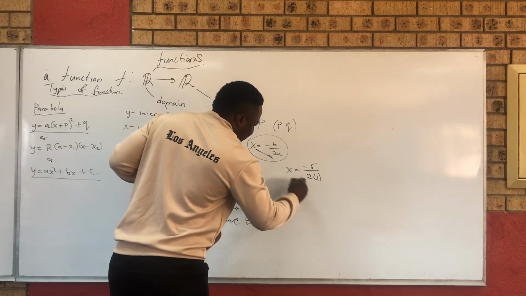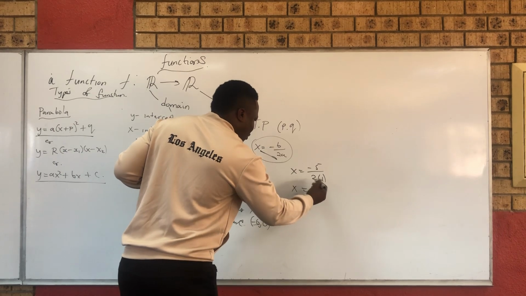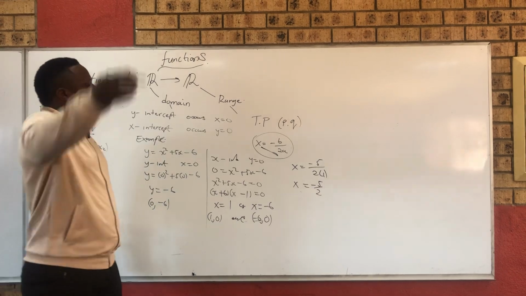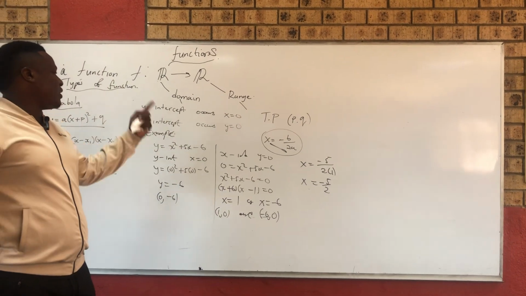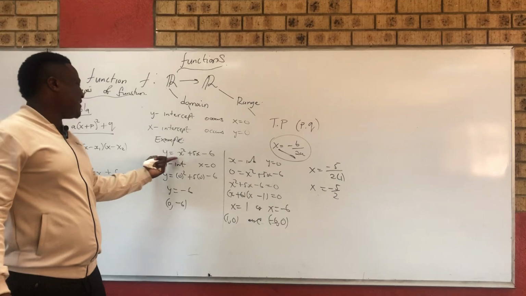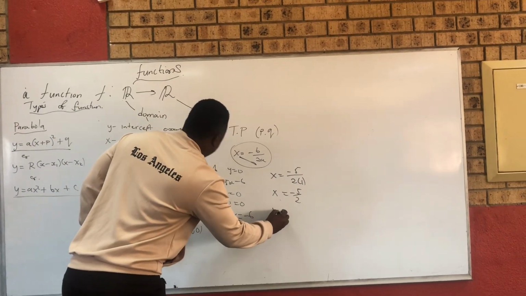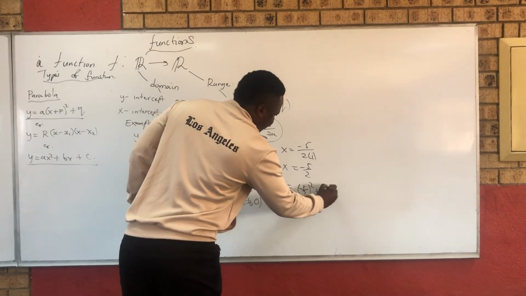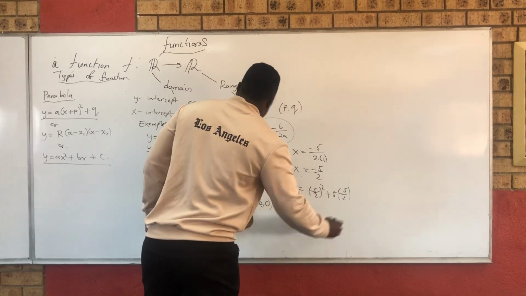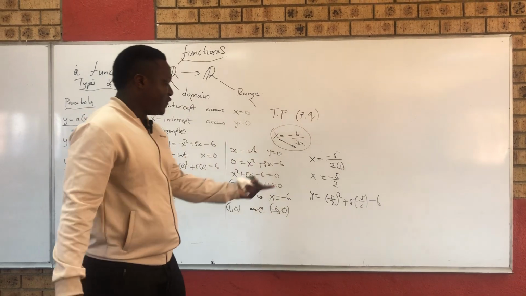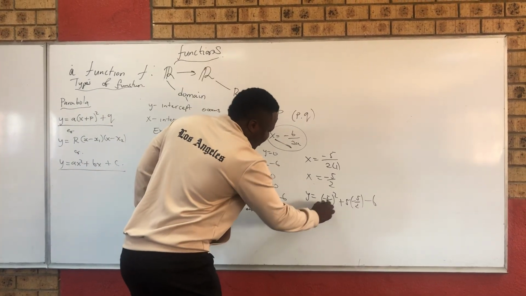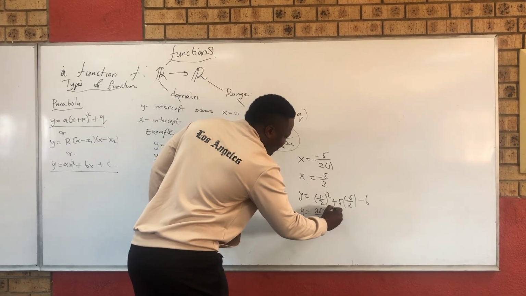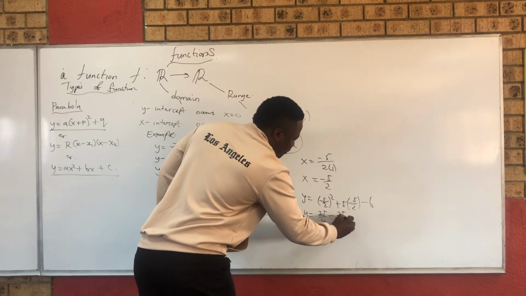The x coordinate of the turning point is simply negative 5 over 2. Then to get the corresponding y value, you're going to substitute the x value in the original equation, of which we'll have minus 5 over 2 squared plus 5 times minus 5 over 2, minus 6. From this, after adding, here you're going to get 25 over 4, then minus 25 over 2, then minus 6.